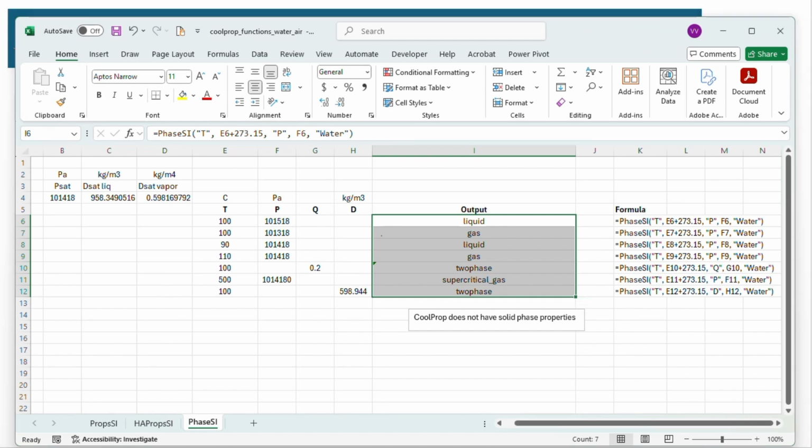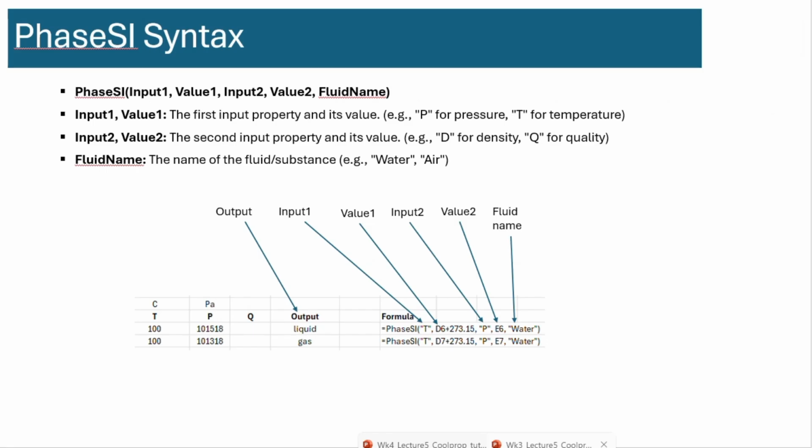If you look at the syntax, it's pretty simple. It has two input properties for simple fluids, then the name of the fluid, and then the values for each of those properties. You don't have to specify any output, you just have to specify the name of the fluid. The output is basically the phase of the material.